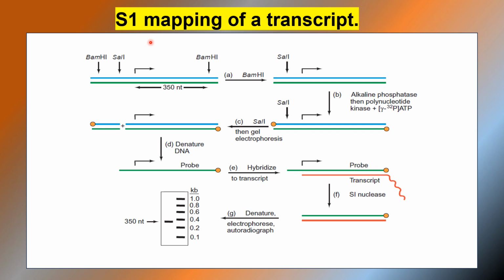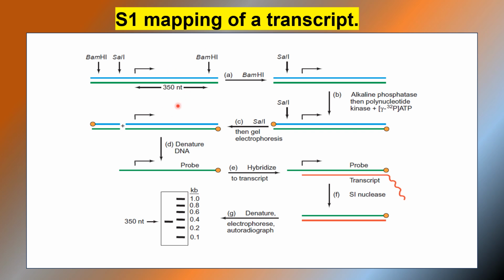Whenever you have a transcript and you want to locate the site of initiation, let's say you want to locate the 5' end of a transcript, or for that matter the 3' end of a transcript, for that we require a technique, that is S1 mapping. This simple pictorial representation shows us the entire procedure needed in order to perform the technique. So first and foremost, how is it done?